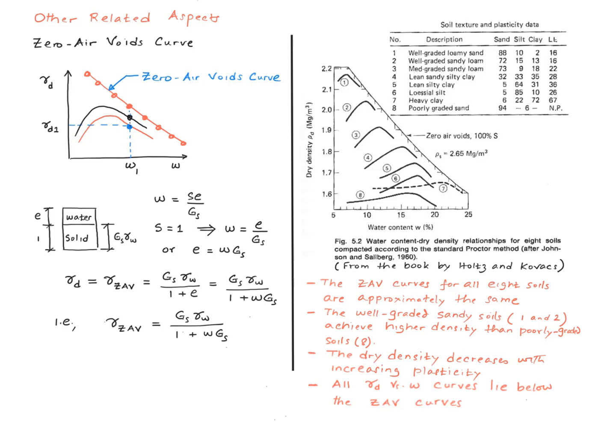All of these compaction curves, that is the relationship between gamma d and omega for various compaction efforts, all lie below this curve called zero air voids curve. This is a theoretical fact because a point on the zero air void curve represents the state where there is no void in the soil. So the dry density of the soil cannot be more than the dry density associated with that state.